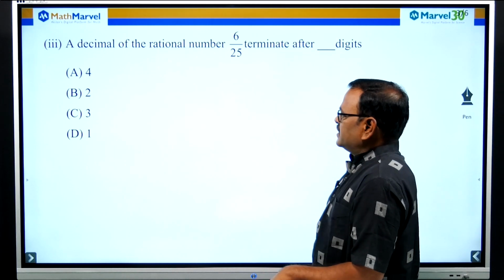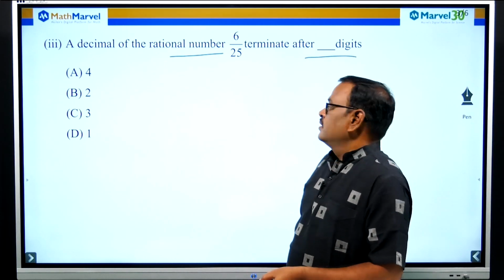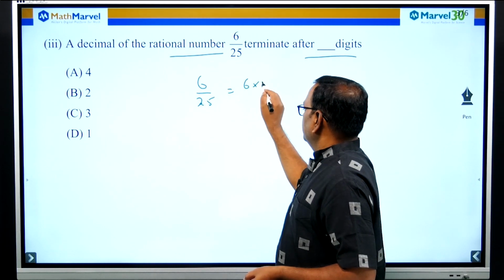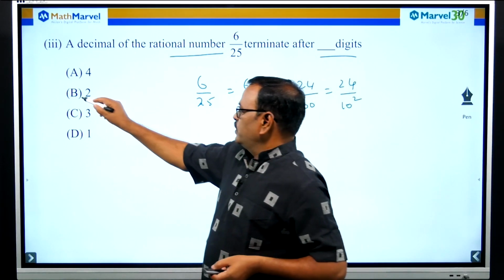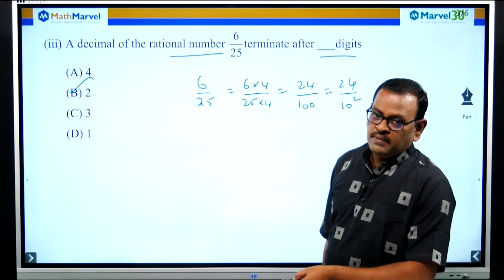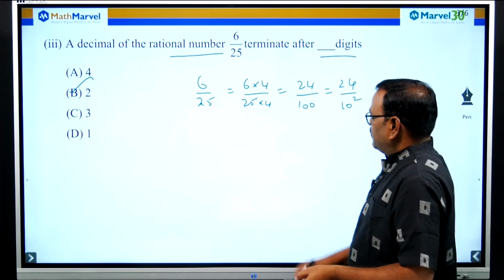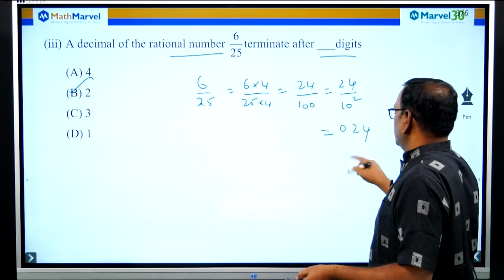Third concept, a decimal of the rational number terminates after how many digits? Again apply the same concept. 6 into 4 by 25 into 4, 24 by 100, 24 by 10 square. The power of 10 is 2 and hence after 2 digits it terminates. So the number of digits is nothing but the power of 10. And for the next sum you need this decimal form, 24 by 10 square. How to write it in decimal form? 0.24. This is for the next sum.